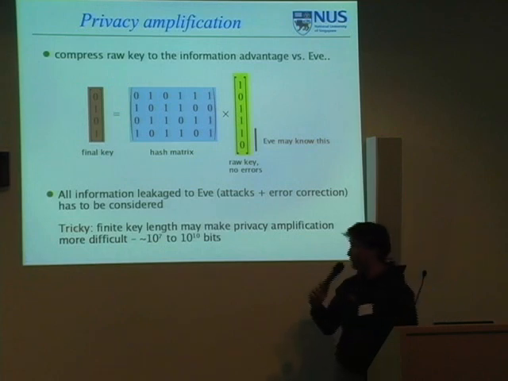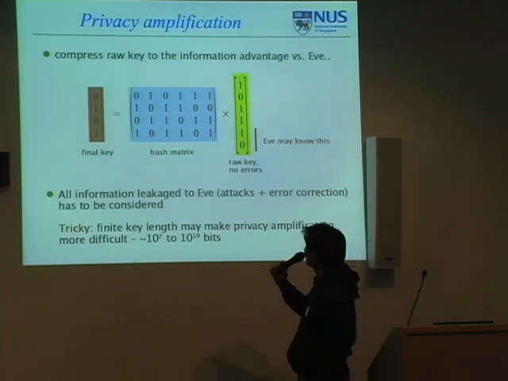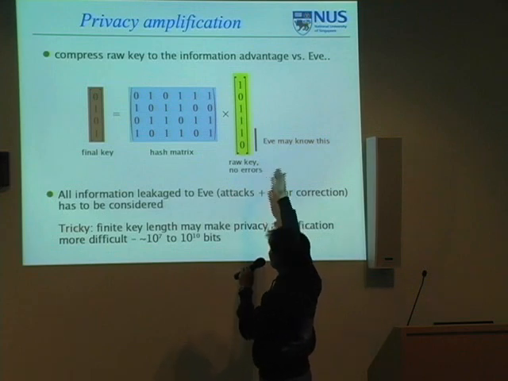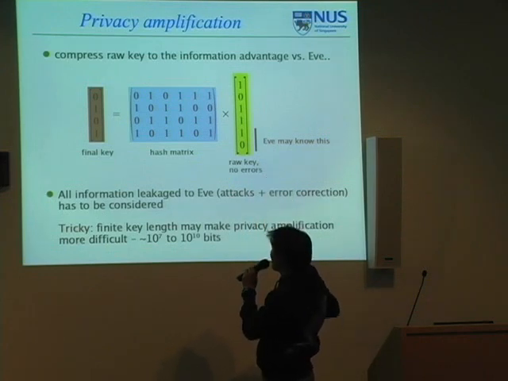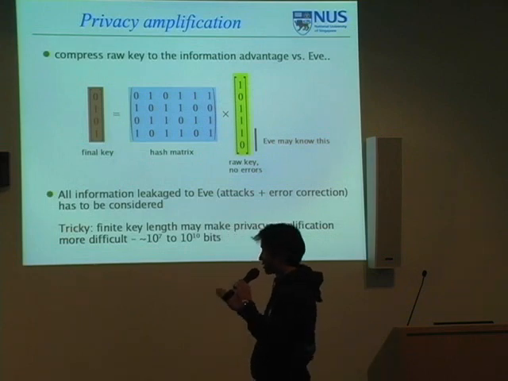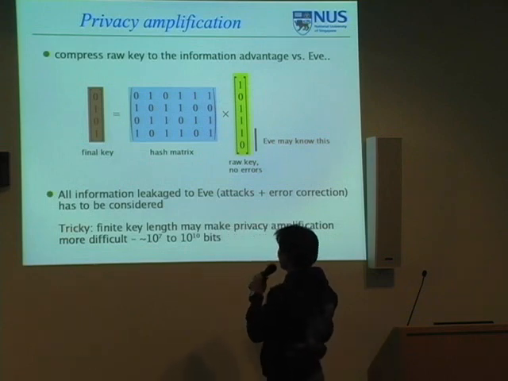Privacy amplification, in case you don't know what it is, very simply: after error correction and all that, you have a string of random bits which you think can be used as a key. But from your error correction part, you found out that there's a certain fraction of errors.